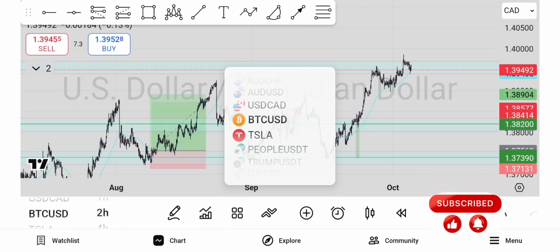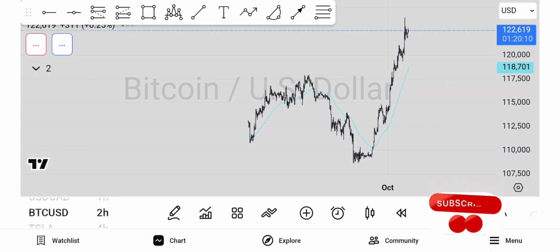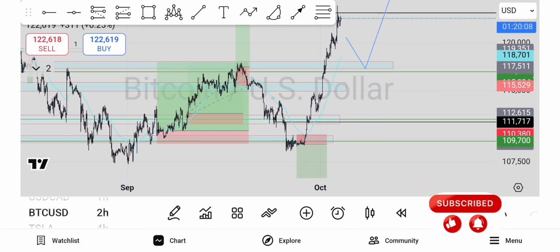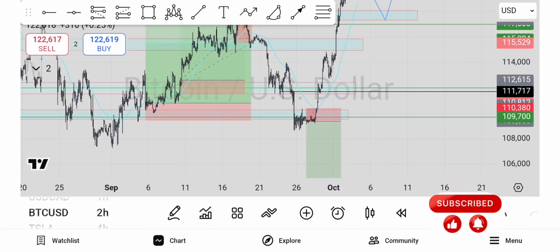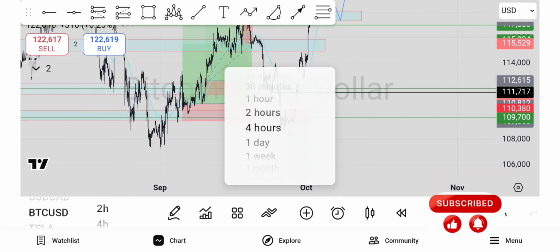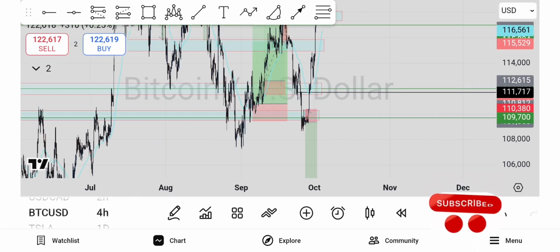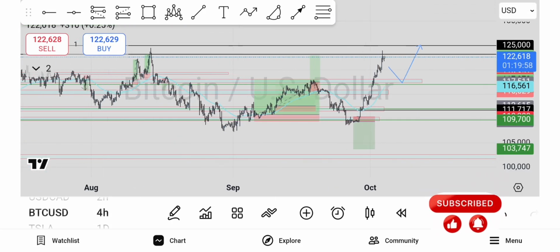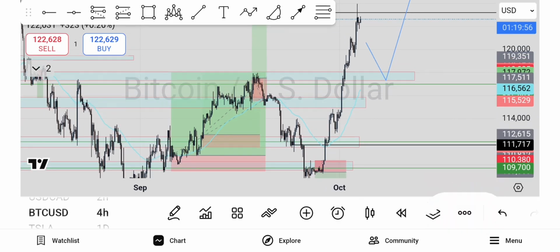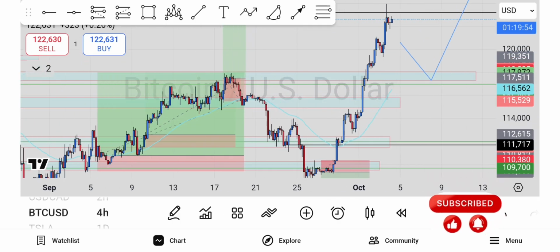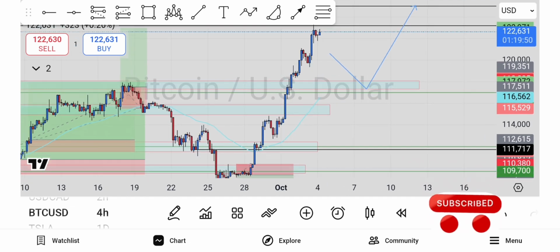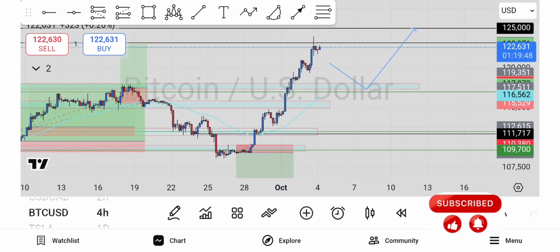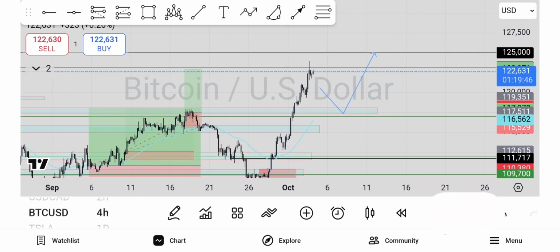BTC USD, I've not been looking at BTC USD because we got stopped out on our last position on BTC USD. The market has just been going up, no serious retracement. The market has just been pumping to the upside, and even when we expected the market to retrace to 117, the market didn't retrace. The market is still going.